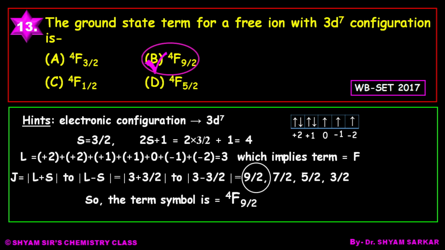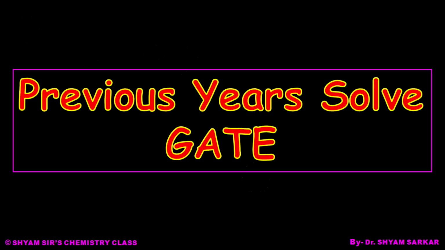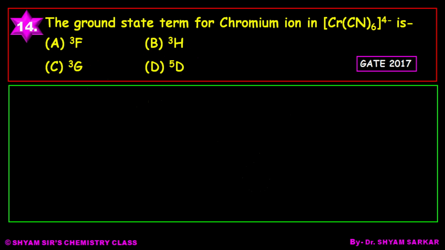Okay. Now see a previous year solved question of the GATE exam. Let us see which type of question is asked in the GATE. The ground state term for the chromium ion in the [Cr(CN)6]4- complex is, four options are there. Here, this is not a free ion; this chromium ion is in a complex. Also the oxidation state of chromium is not given. So let us see. Chromium is in +2 oxidation state here, having electronic configuration 4s0 3d4.